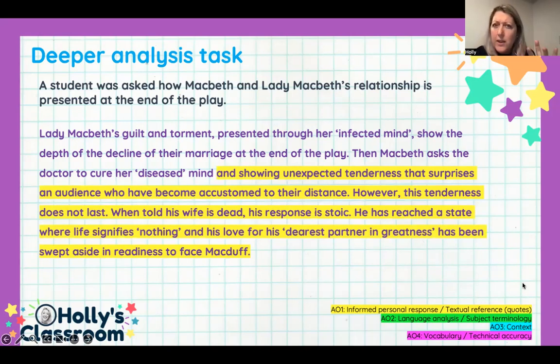So that is also talking a bit about AO3, isn't it? It's talking about how the audience would perceive what was happening on the stage. However, this tenderness does not last. When told his wife is dead, his response is stoic, very serious, uncaring, exactly what Henry and Janet say. He has reached a state where life signifies nothing, and his love for his dearest partner in greatness has been swept aside in readiness to face Macduff. You can see there I've chucked in lots of extra quotes as well. So that's just an example of how you might develop that idea, because it was undeveloped.